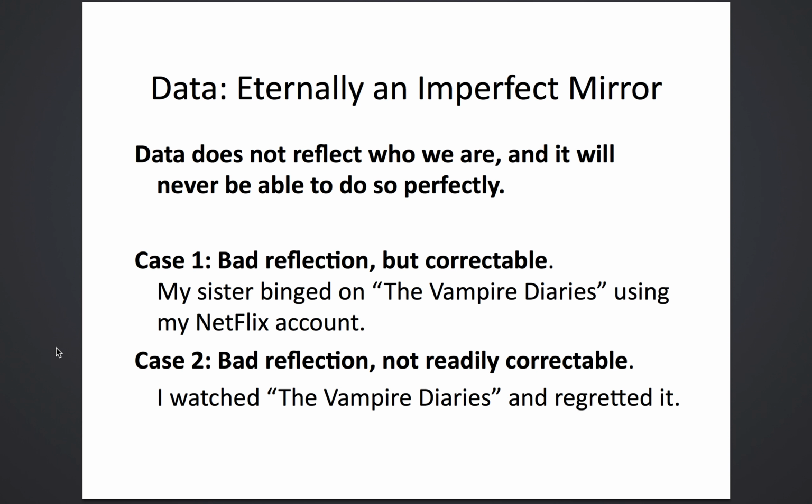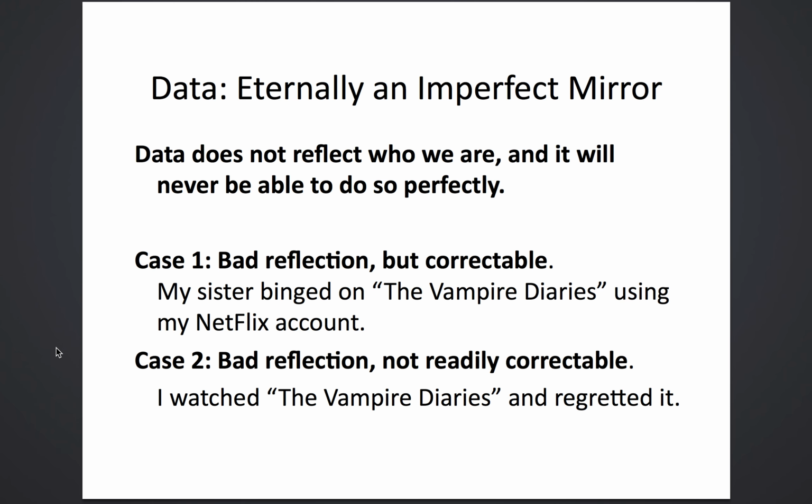Okay, so first of all, let's look at a couple of cases here. Case one: my sister binged on the Vampire Diaries using my Netflix account. So now my Netflix data reflects some kind of attraction to the Vampire Diaries, but actually this was my sister watching. So my data is a bad reflection of me, but this is a case in which it's correctable, and there is work on how to tell the difference in who is actually watching, or divide down into sub-accounts, or do something to address this.